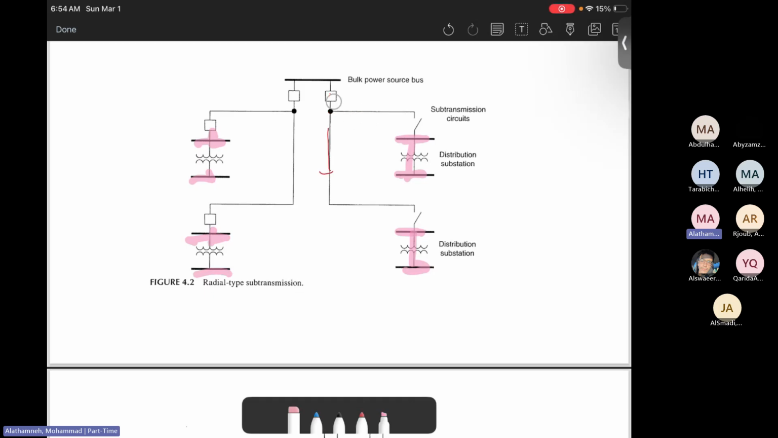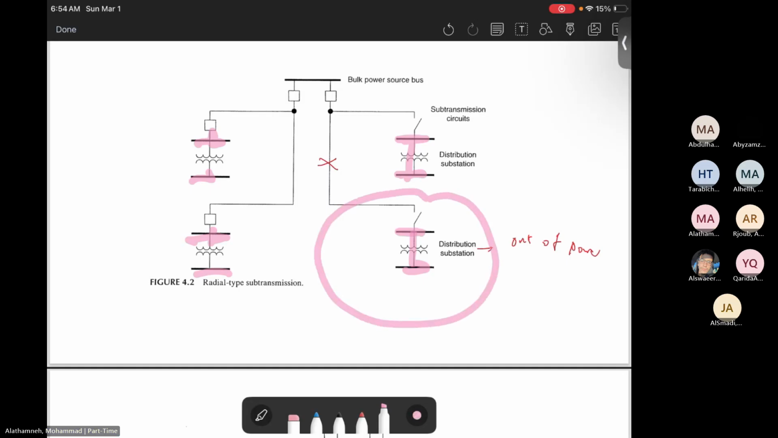Let's assume there is something wrong. For example, this line was out of service due to faults. If this line was out of service, this area will be out of power. Is there any backup power to supply? No, it is out of power. So if there is something wrong in the medium voltage lines or in the sub-transmission voltage lines, this will make the power disconnected from the customers of this area. This will make a big problem. There will be no backup power, so they will be disconnected. This is the radial, and this is the drawback of the radial system.